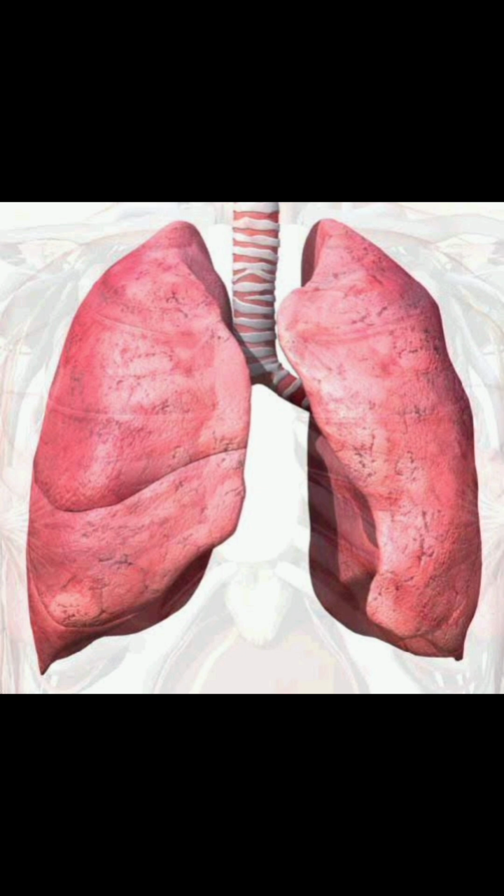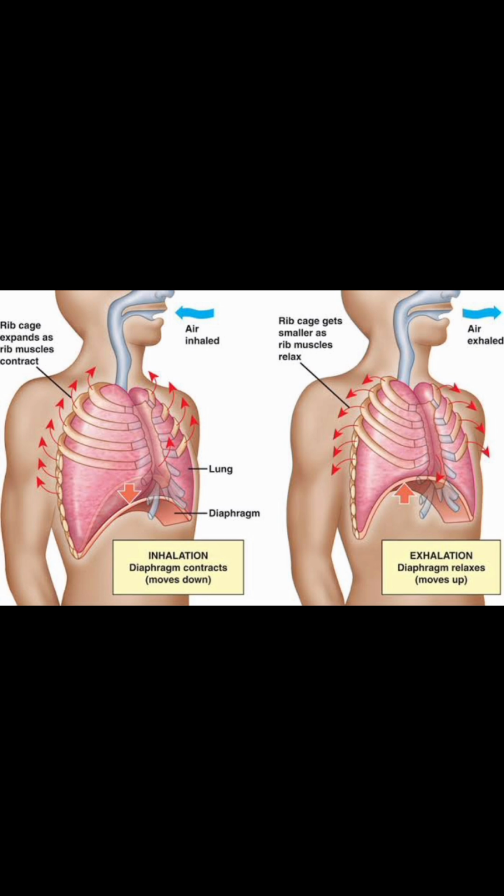Anatomy of the respiratory system. The upper respiratory tract includes the nose, sinus, pharynx, larynx, and the glottis, which helps with the coughing reflex. The lower respiratory tract contains the trachea, carina, bronchi, bronchioles, alveoli, lungs, and pleural cavity.